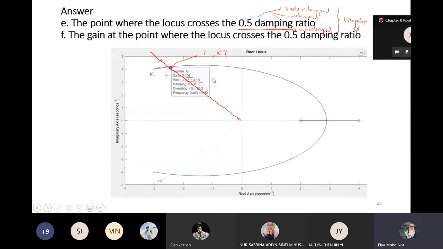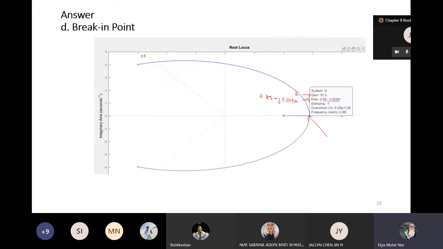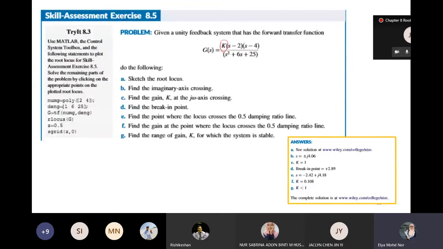So if we want our system to have an underdamped response, we know that the damping ratio has to be 0.5. So how much is the gain that we need to set so that we can get this response with damping ratio 0.5? The gain K that we need to set is 0.106. That's what it means. We set the gain K at 0.106. So where is it that we set here?